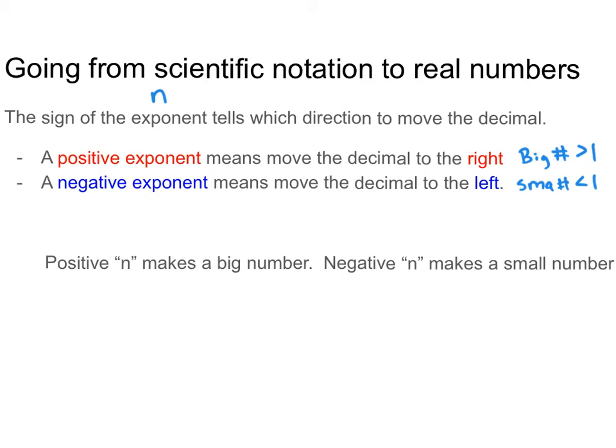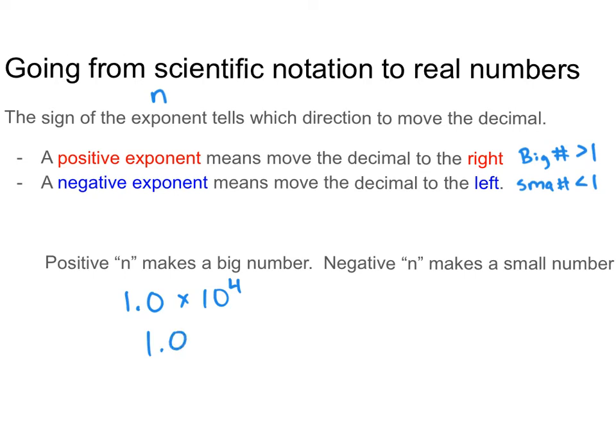Now, we don't necessarily have other rules besides these two statements, and they can be summarized down to: positive n's make big numbers and negative n's make small numbers. You keep that in mind, you're not going to screw it up. So if I have 1.0 times 10 to the 4, we see that the 4 is my n, and it's positive. It's going to make a big number, a number greater than 1.